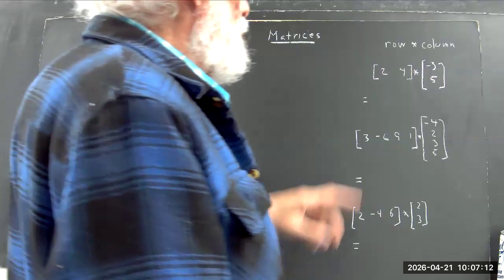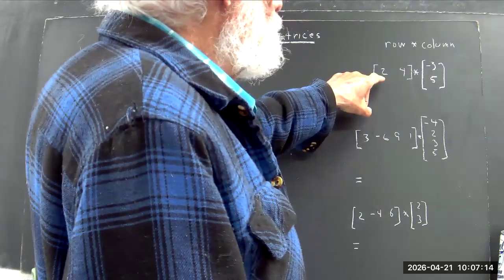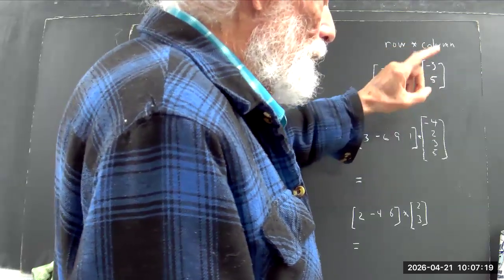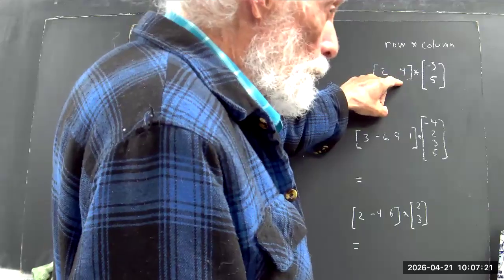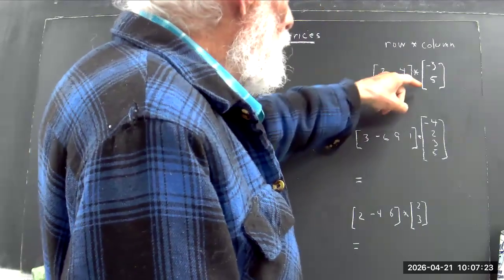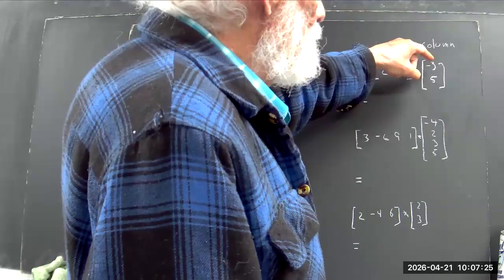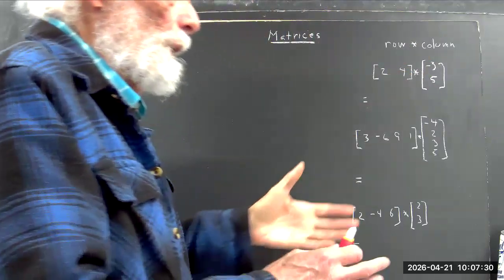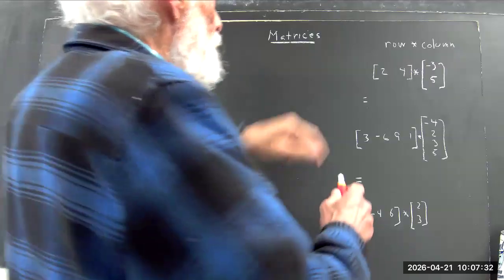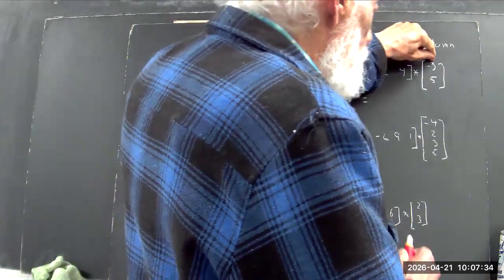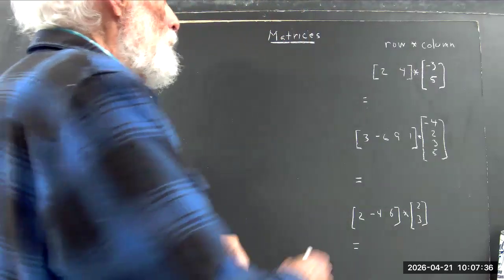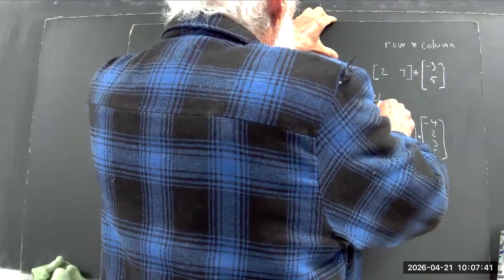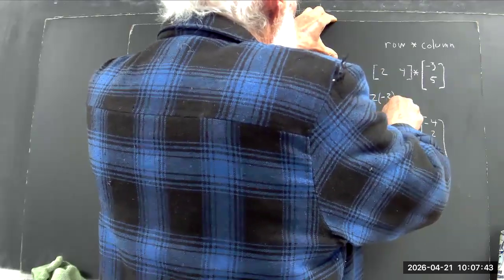So we want to multiply the row 2, 4 by the column -3, 5. That is, the row consists of the numbers 2 and 4 in that order. The column, top to bottom, consists of the numbers -3 and 5. To multiply that row by that column is very simple. You take the first number in the row, multiply it by the first number in the column. 2 is the first number in the row, -3 is the first number in the column, so you do 2 times -3.